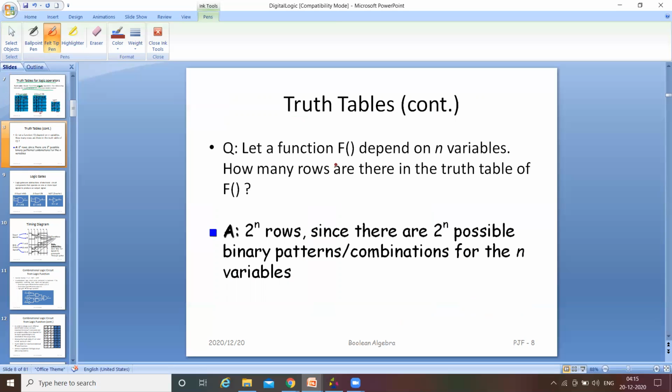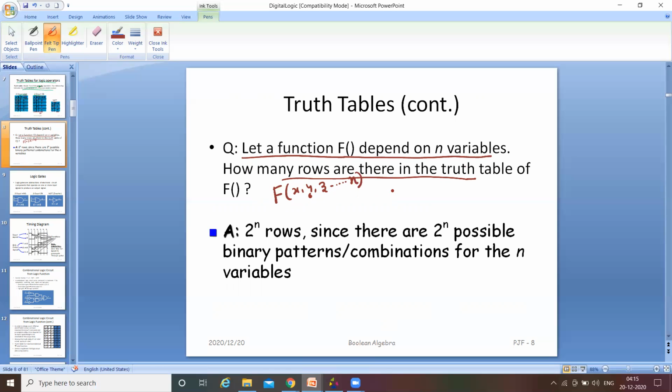Next, truth tables. Question: let a function f depend on n variables. How many rows are there in the truth table of f? See here, what he is asking is f of x, y, z, and so on, up to n variables.